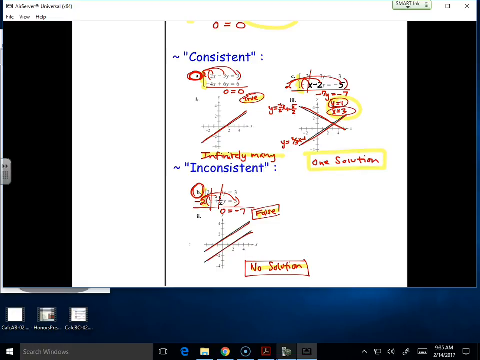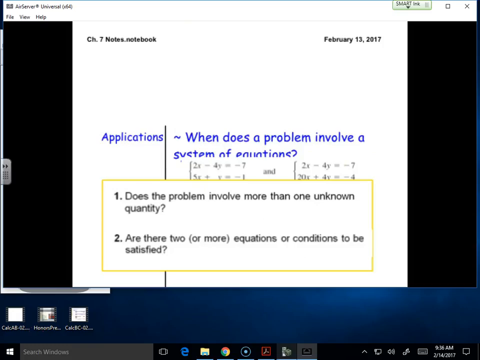Okay? Whew, that page was rough. So if it's an equivalent equation that is consistent, yes. Good way to see it. If it's equivalent, it'll be consistent and infinitely many.